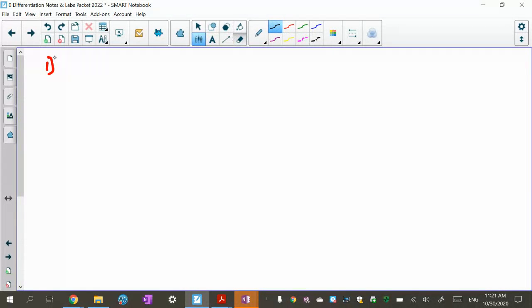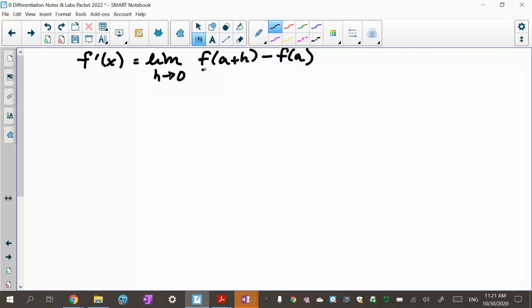So let me erase that. I want to make sure. So again, remember, you're going to be using the formula for this. Let me start with the limit. f prime of x is the limit as h approaches 0 of f of a plus h minus f of a all over h. Okay, so that's what you're going to be doing for every single one of these.